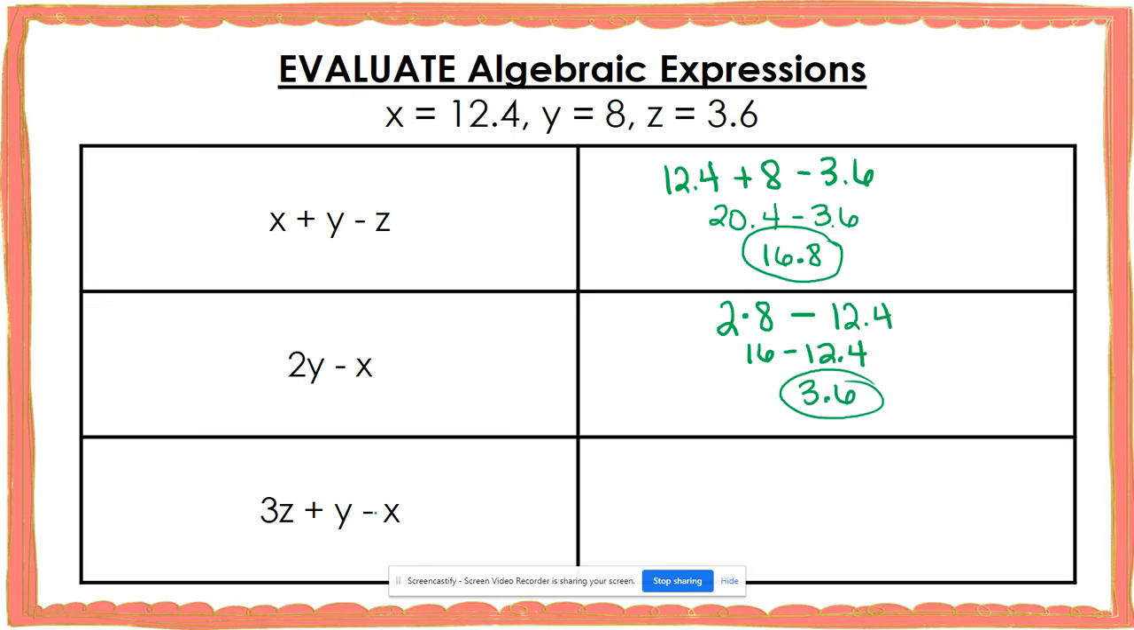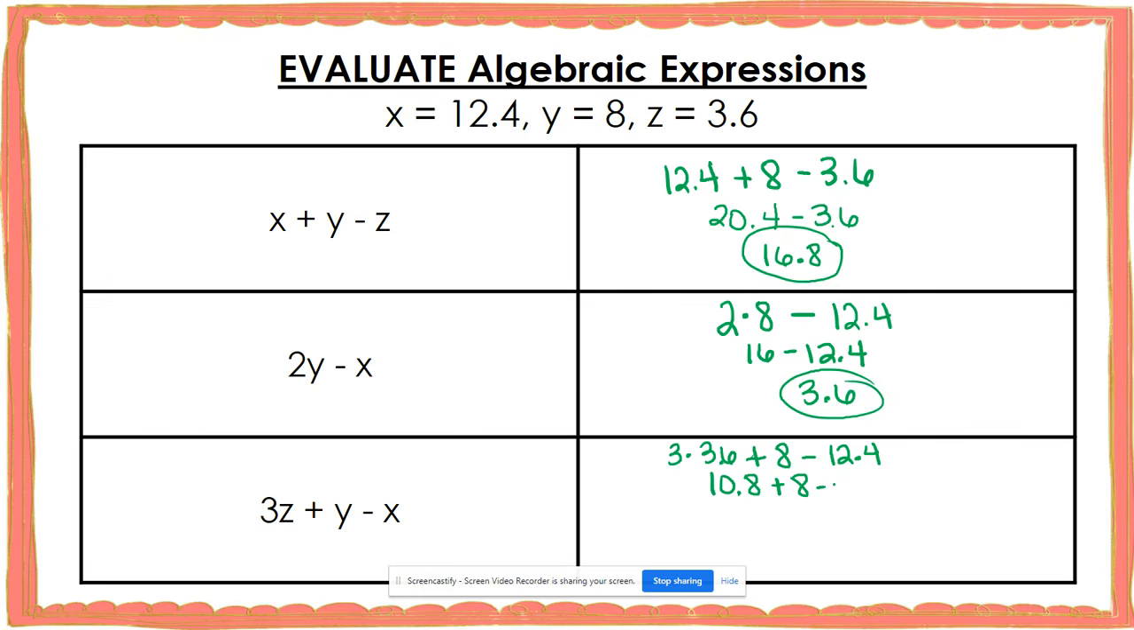Finally, I have 3z plus y minus x. 3z means 3 times z, so I would do 3 times 3.6. Then I would add y, and I know that the value of y is 8. And then I would subtract x, and the value of x is 12.4. Now I would follow the order of operations, which would tell me to multiply first. So I would do 3 times 3.6 first, which would give me 10.8.